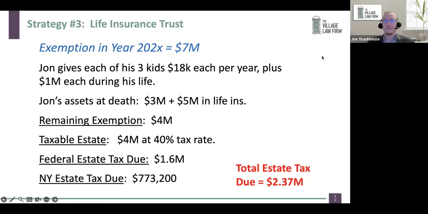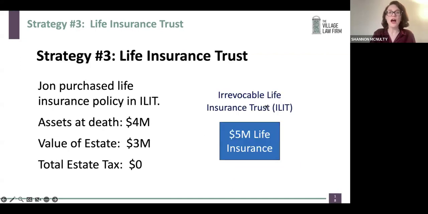So in this situation, John's assets at his death would be $3 million, but he has that $5 million in life insurance. So that life insurance is included in his estate, which might not be intuitive. And we have all of these taxes, which we went over before. But if instead John purchased his life insurance policy through a life insurance trust, then it's removed from his estate.